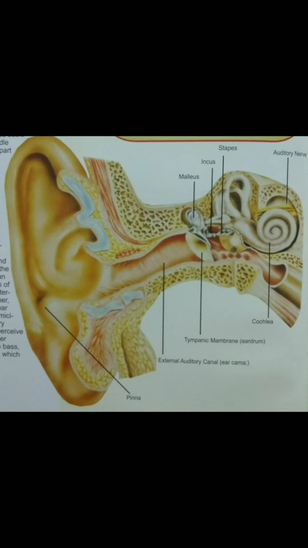So after being converted into electrical signals, it has to be taken by the auditory nerve. That auditory nerve will take it to the brain, and then the brain will interpret the sound. That means the brain will tell whether the sound is that of a human being, or of a dog or a bird, or even the brain enables us to identify a person if we had heard the voice of that person before. So with this we come to an end of the chapter sound.